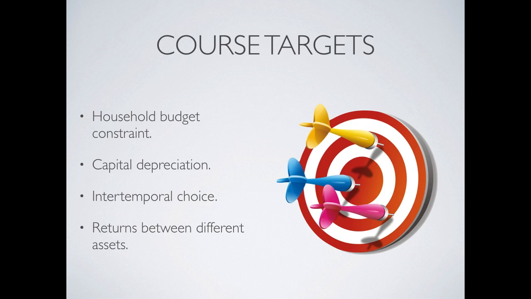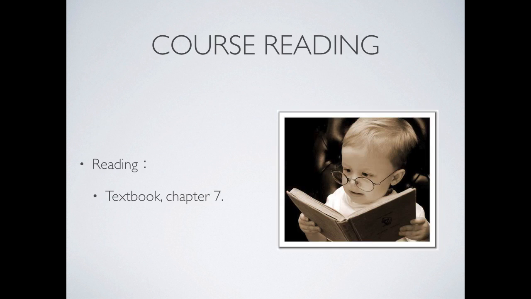The first thing is that I want to teach you what the household budget constraint is. Secondly, we are going to learn about capital depreciation and how we model it, and then we'll move on to intertemporal choice, and finish with returns between different assets. For you to understand the material in this part, you need to read Chapter 7 in our textbook.